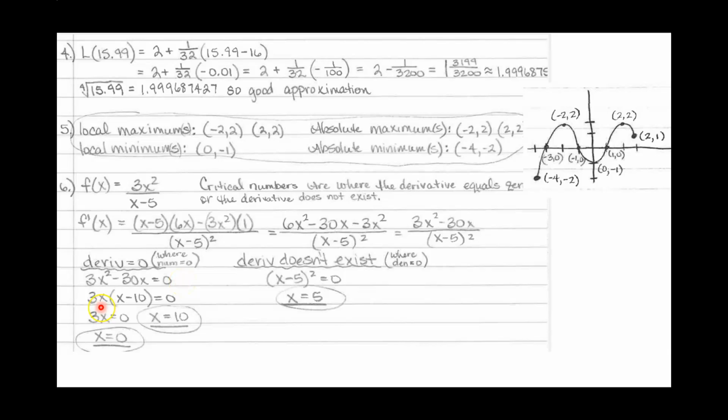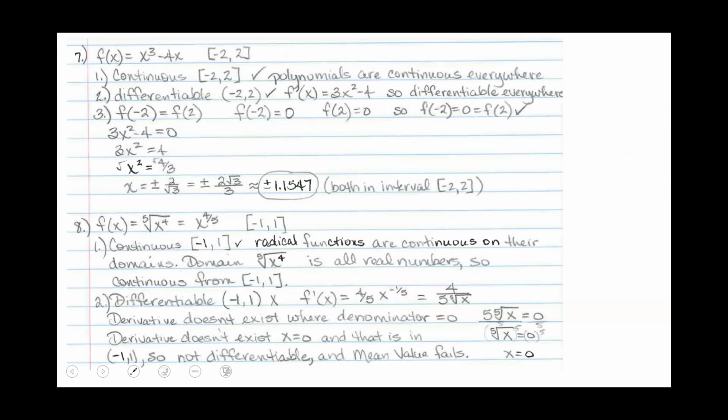Take out your greatest common factor of 3x, and that'll leave you with x minus 10. Set each of those factors equal to 0, and we'll get x equals 0 and x equals 10. Then, where the derivative doesn't exist is where I would get 0 in the denominator, and so I'm going to set my denominator equal to 0 to find out where that is, and that is at x equals 5. So 0, 5, and 10 would be my critical numbers.